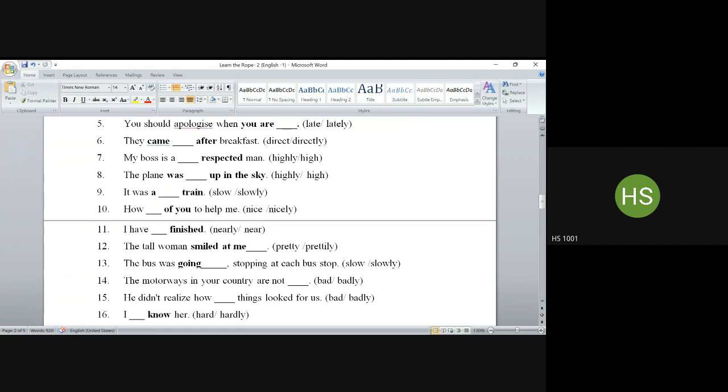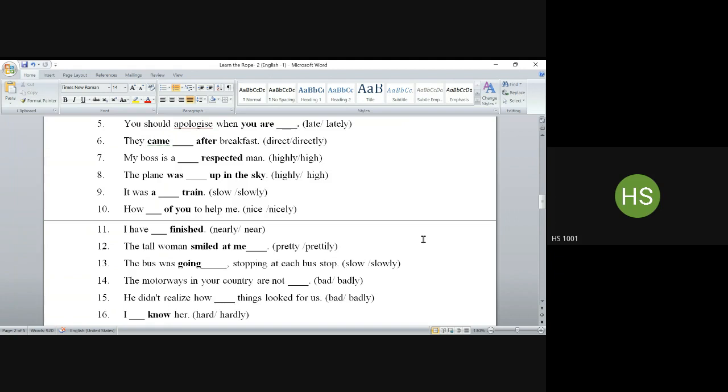Okay, where were we? 11th one. I have dash finished. Nearly. I have nearly finished. Again, same thing. Finished is what? It's the adjective, right? Finished is the adjective here. Verb. Sorry, in this case, yes, verb. I have dash finished, true. But yes, nearly. You can't use near again here because again it's a verb. So nearly finished. Finished is a verb here. Correct.